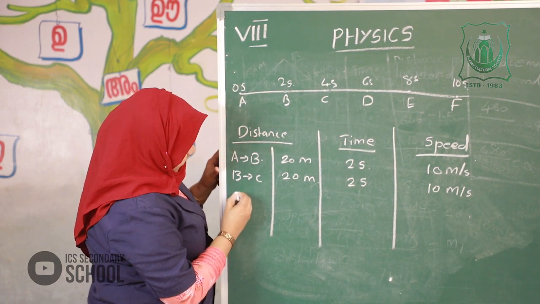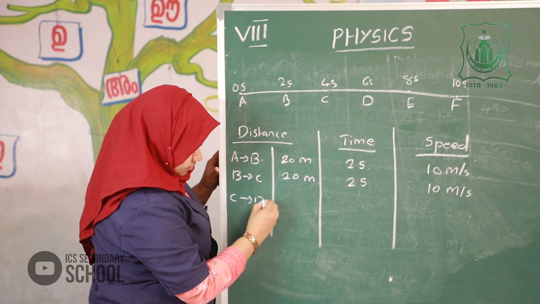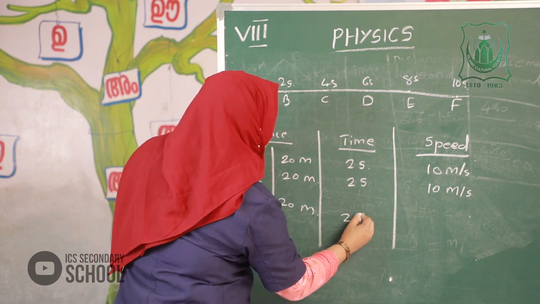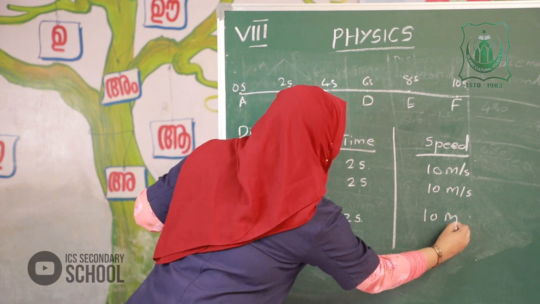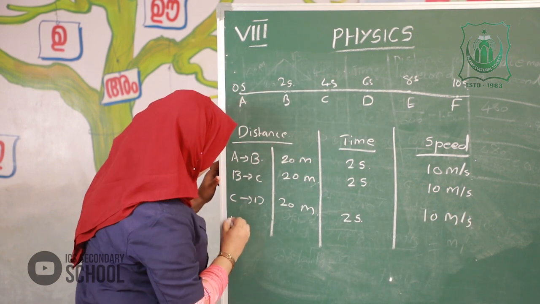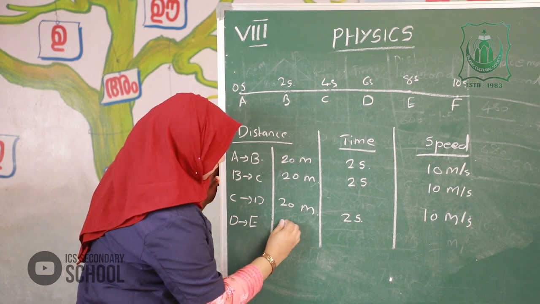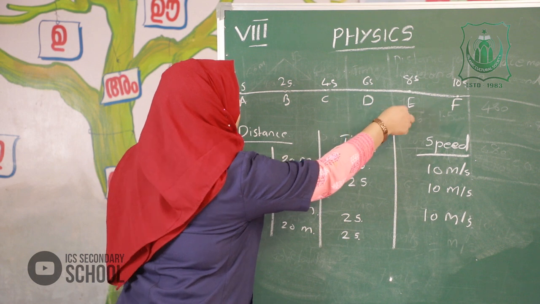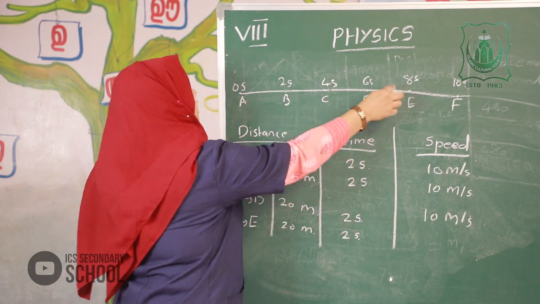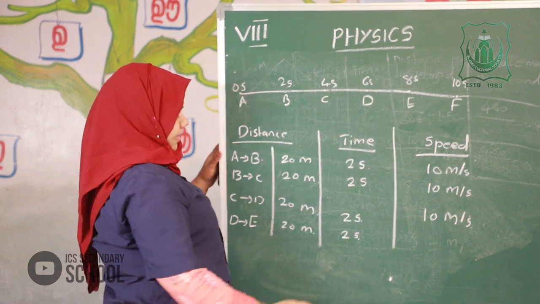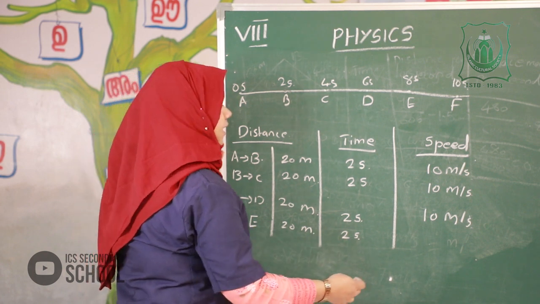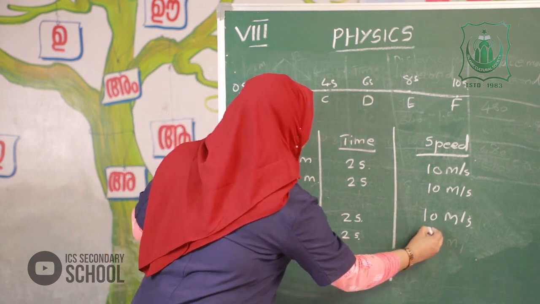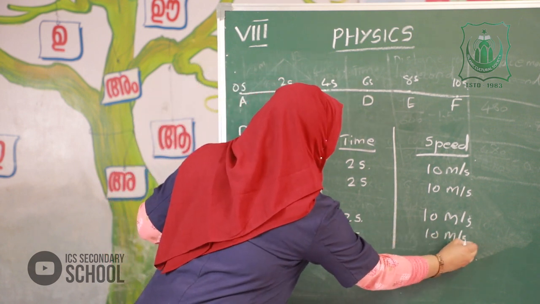From C to D, 20 meter distance, time 2 seconds, 10 meter per second. D to E, that also 20 meter, 2 second time. D to E, 8 minus 6 or 6 to 8, how much time is taken? 2 seconds. That's why we get 2 seconds here. Then how to find out speed? 20 divided by 2, that also 10 meter per second.